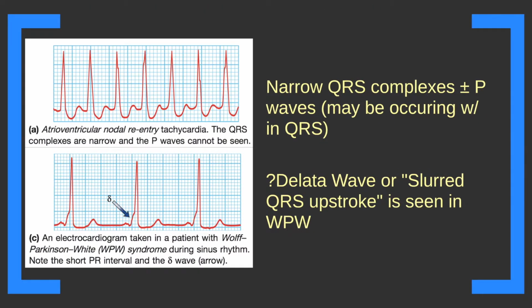Here are some good ECGs taken from Kumar and Clark. So it shows you AVNRT and AVRT. Look for narrow complexes. P waves can be seen. Sometimes they can't be seen because they're eaten up by the QRS complex. Looking at the bottommost diagram, this one over here, you see the delta wave, indicative of Wolff-Parkinson-White syndrome. That is the P wave being slurred into the QRS.